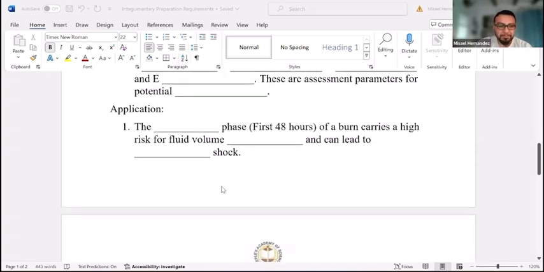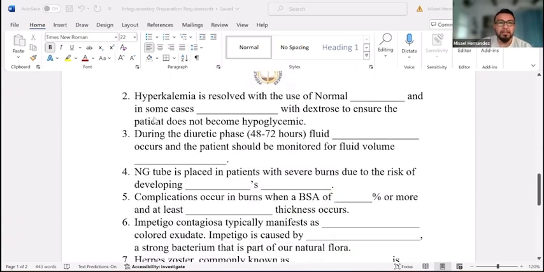Now the application. Number one, the blank phase, first 48 hours of burn, carries a high risk of fluid volume blank and can lead to blank shock. Number two, hyperkalemia is resolved with the use of normal blank and in some cases blank with dextrose to ensure the patient does not become hypoglycemic.